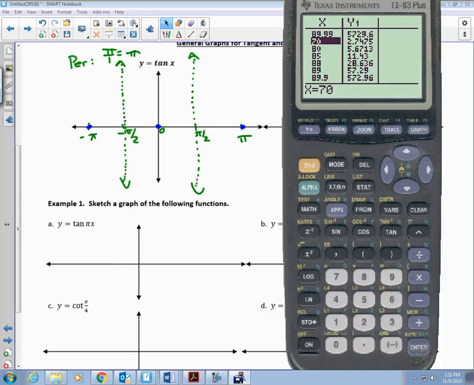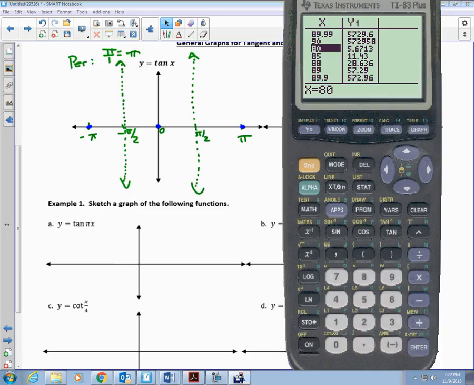89.99. 5,700. 89.9999. Well, that's a really big number. It's getting very big, and it's going towards what number? What's a number that's extremely large that we talk about sometimes? We talk about today. Infinity.